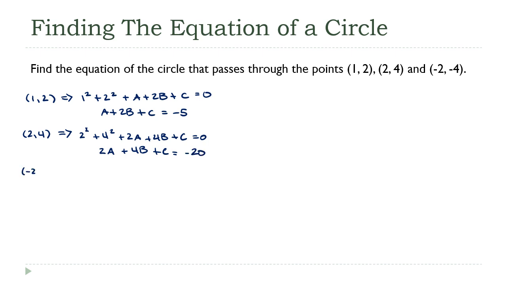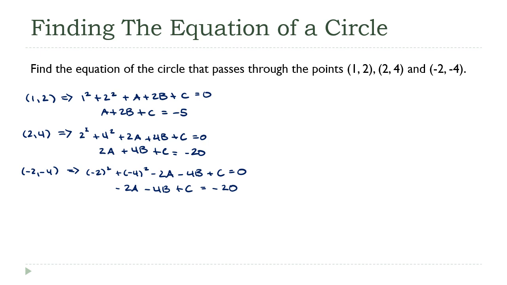We'll do this one more time. Negative 2, negative 4. That's negative 2 squared plus negative 4 squared. That's also going to be 20. Minus 2a minus 4b plus c equals 0, excuse me, I keep leaving out the c's. So minus 2a minus 4b plus c equals, what's that going to be? Negative 20.